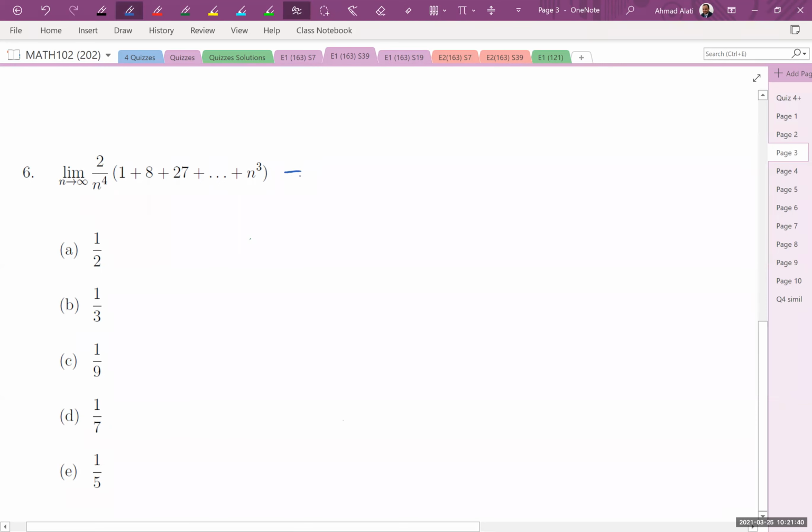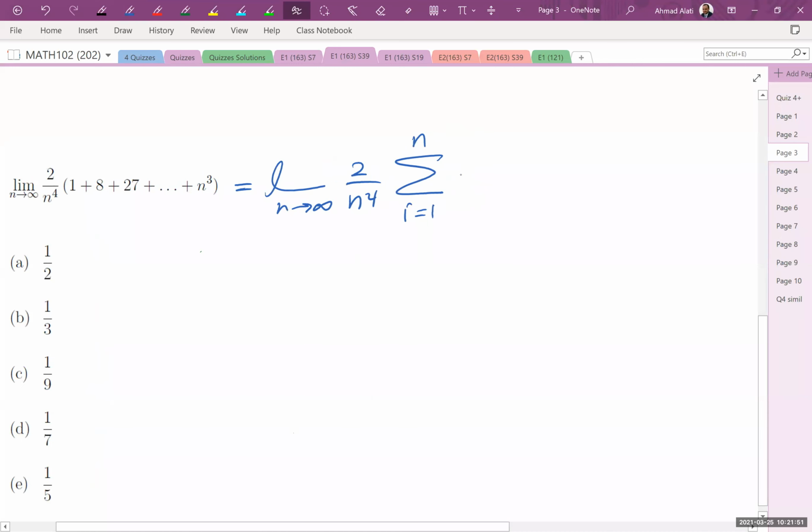Limit as n goes to infinity of 2 over n to the power 4, sigma i starting from 1 up to where? Up to n, of what? Of i cubed. I heard someone say that. Yeah, that's what I mean.